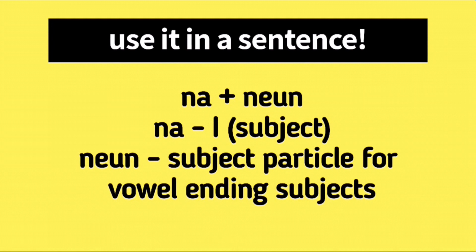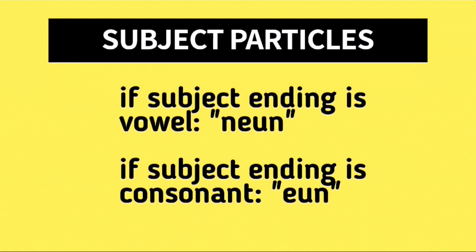Again, na는 is the combination of na and nun, a subject particle added to subjects that end with a vowel. So here's the pattern followed for the subject particles. If the subject ending is a vowel, we'll add nun, and if the subject ending is a consonant, we will add un. Since na ends with a vowel, we use nun.